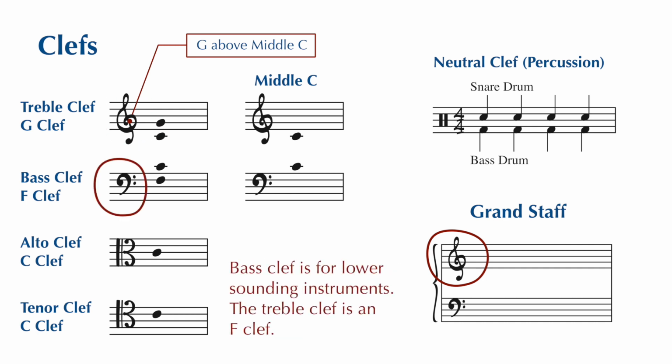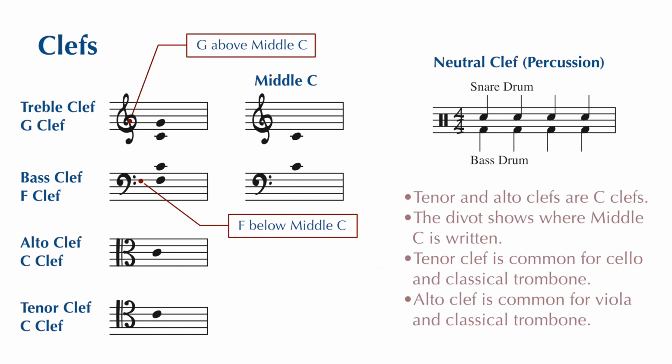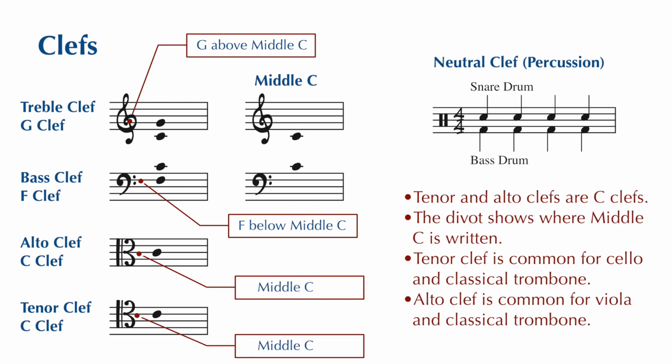Bass clef is for lower sounding instruments. The bottom line of the grand staff is usually written in bass clef. The bass clef is also called an F clef. These two dots show where the F below middle C is written. Tenor and alto clef are both C clefs. This little divot shows where middle C appears.